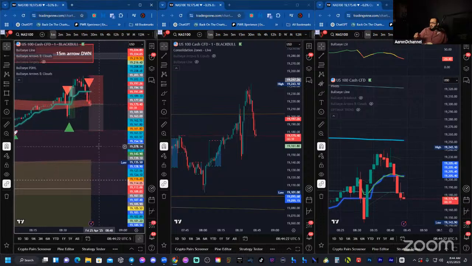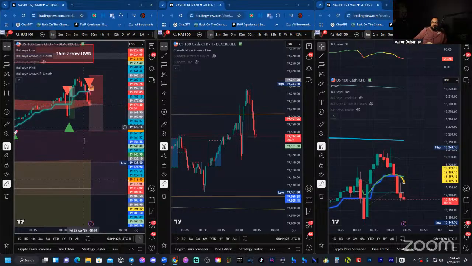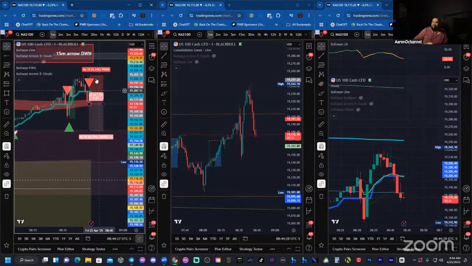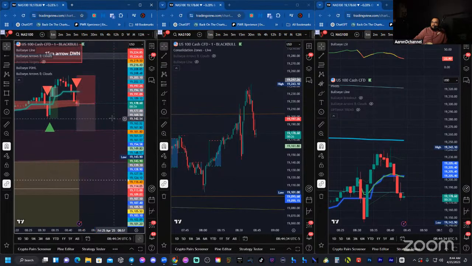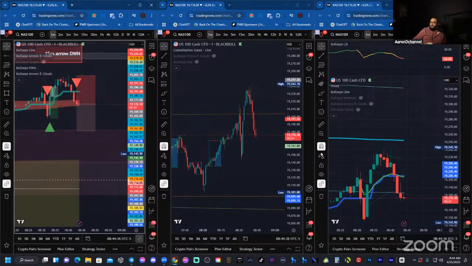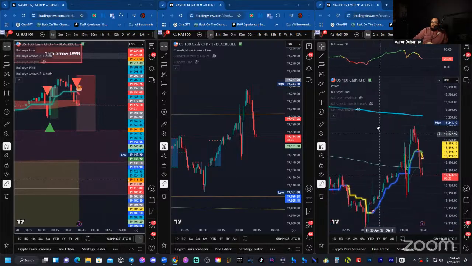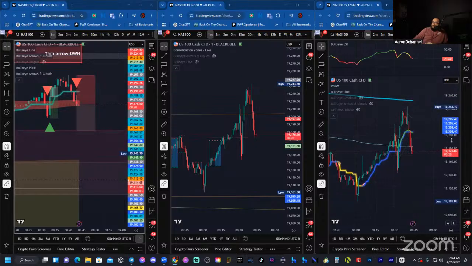Definitely a B plus setup. A B plus. No, B minus setup. 66 point stop on the high. Potentially going for 62. We'll see what happens. Don't know.